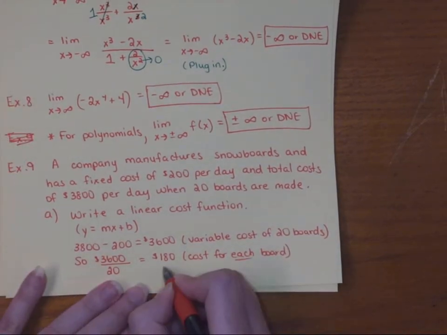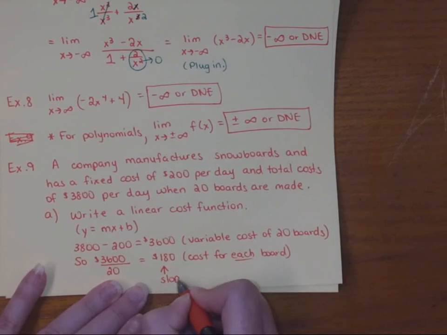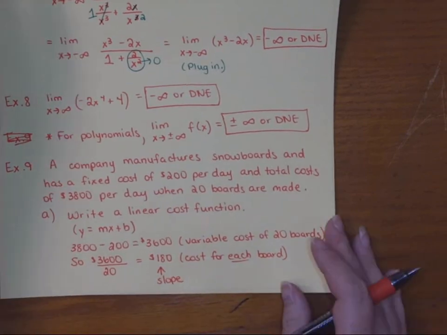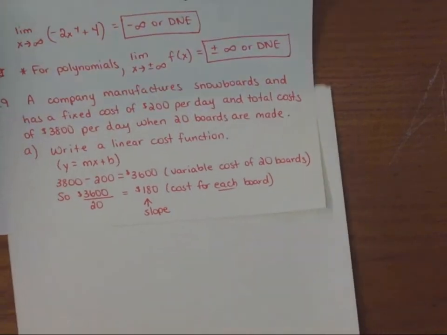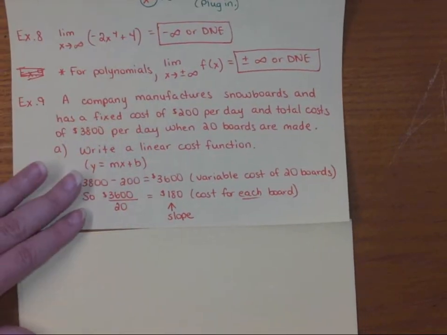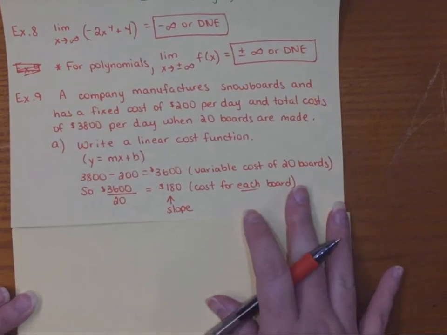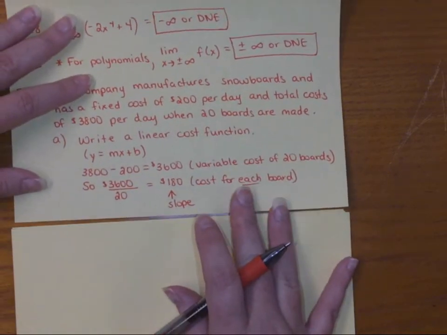Okay, and I need this because this is actually representative of my slope. Remember, slope is a rate of change. So if I had to describe what the cost is changing by each time I made a board, it would be 180.